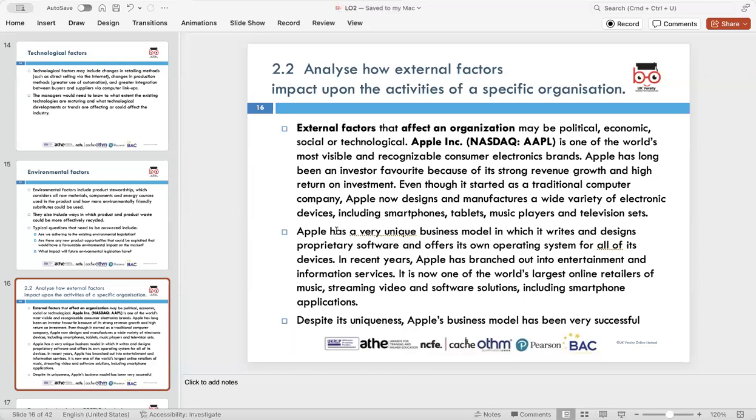Apple has expanded its businesses into entertainment and gaming industries in recent years, as well as information services. This company has grown to become one of the largest internet merchants in the world, with the provision of software solutions, including smartphone applications, music and streaming videos. The business strategy that Apple employs has been extremely successful, despite the fact that it is distinctive.